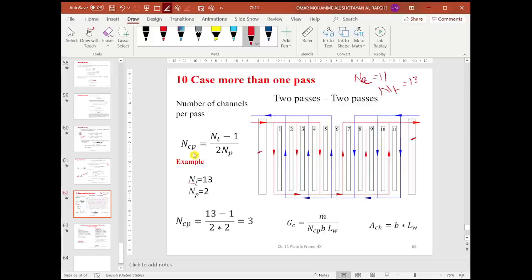In order to calculate the number of channel per pass, you use this expression. We used it before, but now since we have a number of passes 2, so we have to substitute here 2 instead of 1, because we have now 2 passes for each one of them. And in total, as we said, is 13, and NP is 2, so you get an NCP equals 13 minus 1 divided by 2 plus 2, which is 3, from which you can calculate the mass flux. And NCP now is going to be changed because the number of passes has been changed, and from here on you can calculate the Reynolds number and the heat transfer coefficient and so forth.